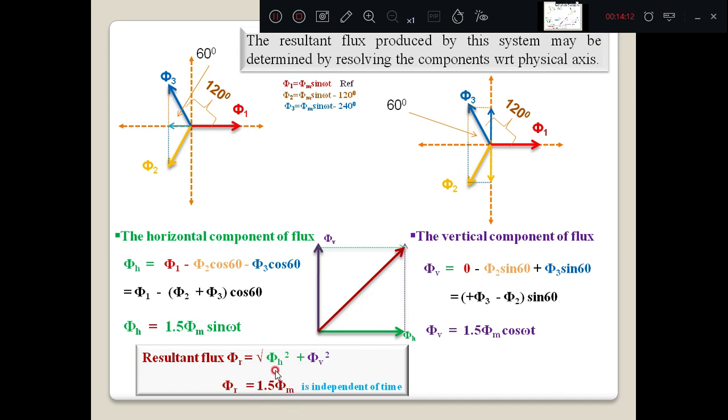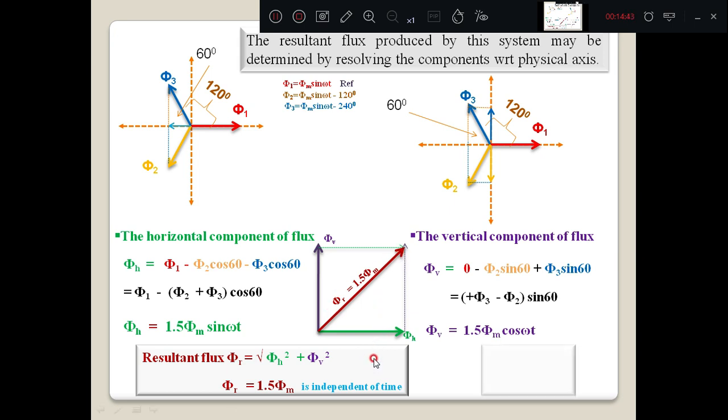Then if you observe this, it does not contain any time factor, that is omega t or t is not appearing in this particular equation. Means the resultant flux is independent of time. At any instant of time the resultant flux remains constant, that is 1.5 times phi m. Therefore I am representing phi r is equal to 1.5 times phi m. Then how to find out the direction?